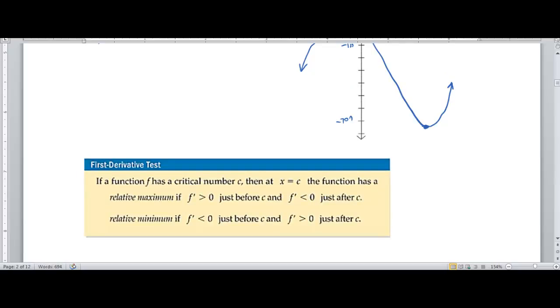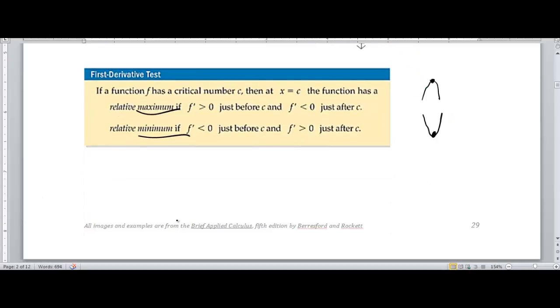Okay. So if the derivative is positive, that means the graph is increasing. And then if the derivative is negative, that means the graph is decreasing. Do you have a max there? Yeah. Okay. And if the graph is decreasing and then increasing, do you have a min there? Yeah. Okay, so that's all that is saying.